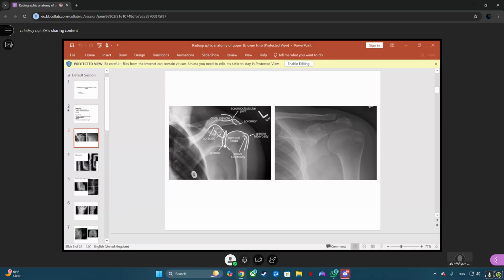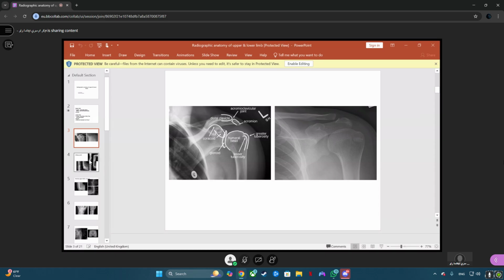Here you are seeing other parts of the scapula, that is the coracoid process. This is the acromion, and here you are seeing the acromioclavicular joint. And this is the glenohumeral joint. Basically, you should know the bones. They may ask you, what is this bone? What is this joint? So you should know all the bones which take part in this joint.